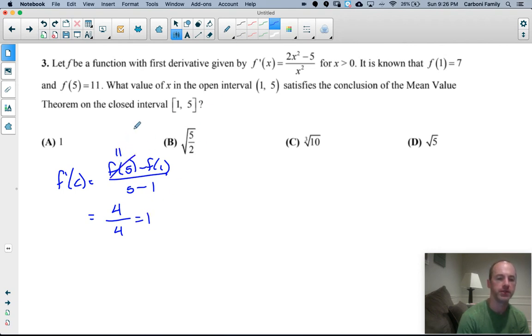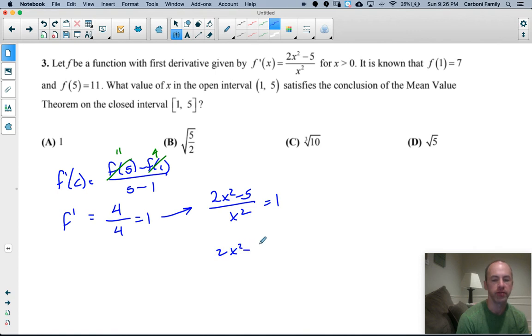So we replace the f of 5 with 11. I meant to do that in green. 11, that's 4. And so now what we're going to do is we're going to set the derivative equal to 1. 2x squared minus 5 over x squared must equal 1. And we're going to solve that equation. Let's multiply by x squared, move that x squared over.